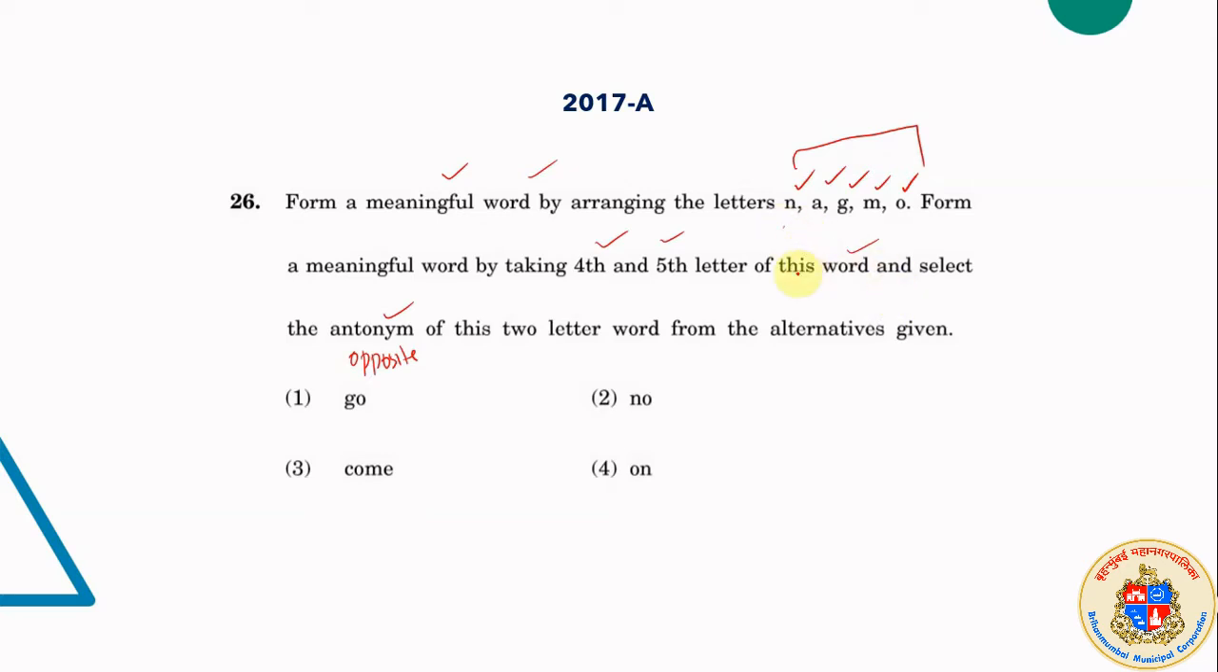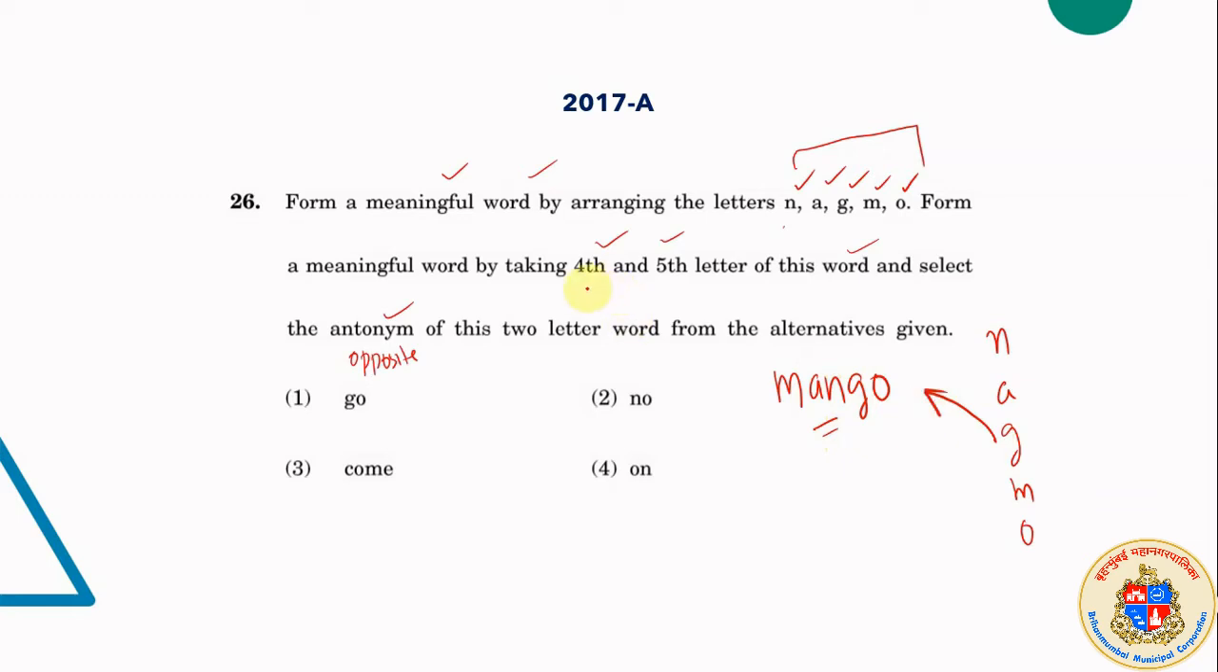So the first stage is to make a meaningful word by arranging these letters. You can pause the video here and take your own time to make a meaningful word using the alphabets N, A, G, M and O. I won't be giving you much time because it will be a study. You can pause the video. The meaningful word possible is MANGO. What is that? Mango. This word can be created out of this.